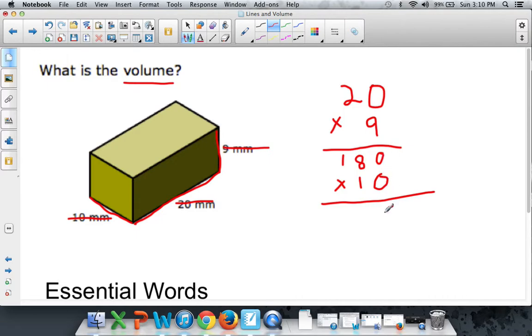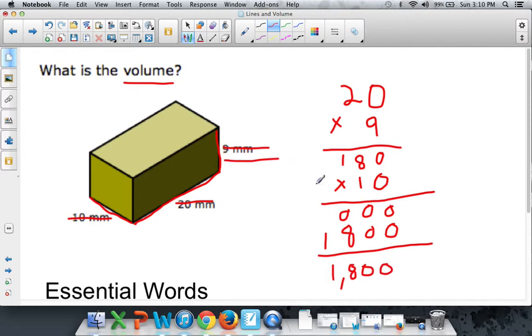0 times 0. 0 times 8. 0 times 1. This is why I like the trick better. I'll show you that in a second. Drop your turtle egg. 1 times 0. 1 times 8. And then 1 times 1. Add all that up together. Well, 0 plus that stuff is still going to be the same thing. You get 1,800 millimeters. So those mm's, those are millimeters.